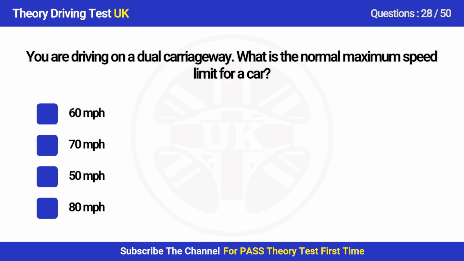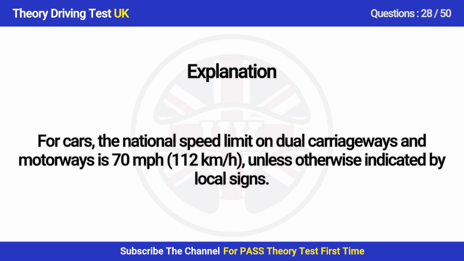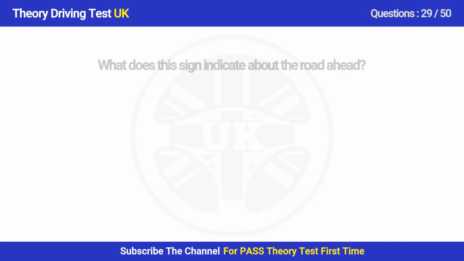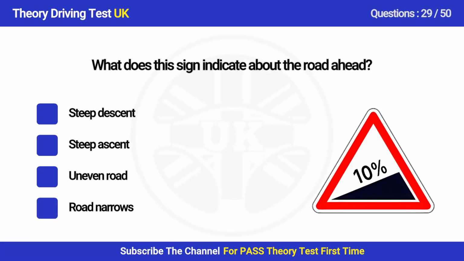A. 60, B. 70, C. 50, D. 80. Answer is B. 70. For cars, the national speed limit on dual carriageways and motorways is 70 mph (112 km/h), unless otherwise indicated by local signs. Question 29. What does this sign indicate about the road ahead?